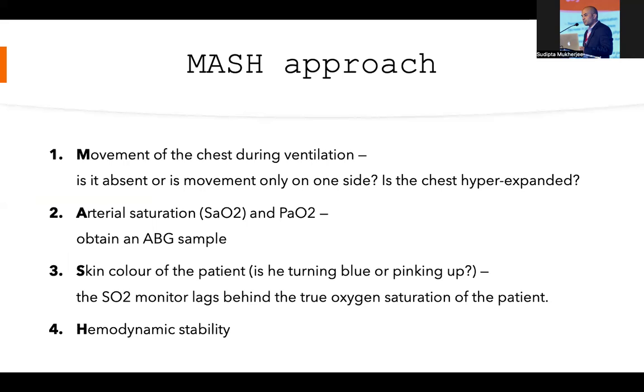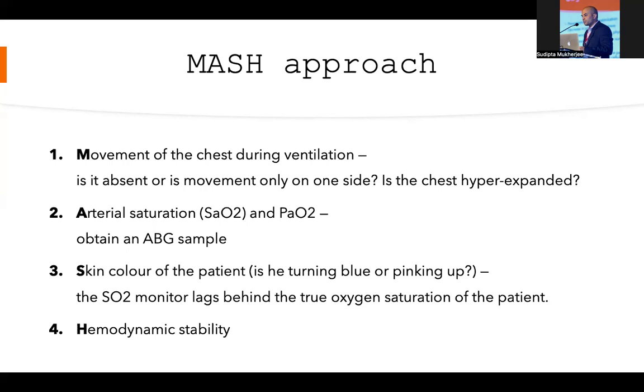Use a test lung to check for ventilator malfunction, or how the ventilator is working at its end. When you're looking at the patient, there is a protocolized approach called the MASH approach, where we look at the underlying pathology in the patient. So we look for movement of the chest during ventilation, whether it is absent or there is movement only on one side. If the chest is hyperexpanded, it is suggestive of a pneumothorax. Whether there is a drop in the saturation, SaO2, of the blood and PaO2. If we do an ABG and there is a difference between SaO2 and SpO2, it is strongly suggestive of a hemoglobinopathy. And in an acute context, mostly it will be methemoglobinemia precipitated by certain drugs.